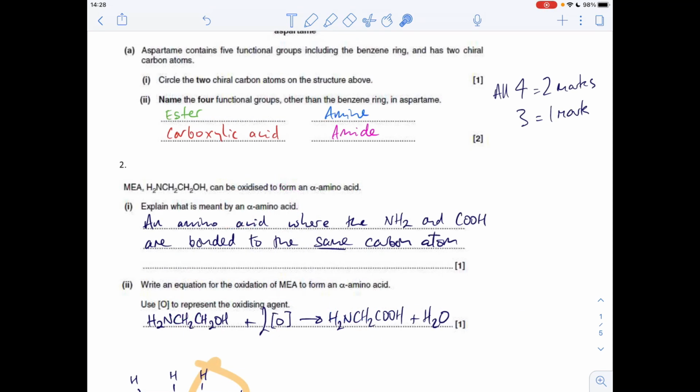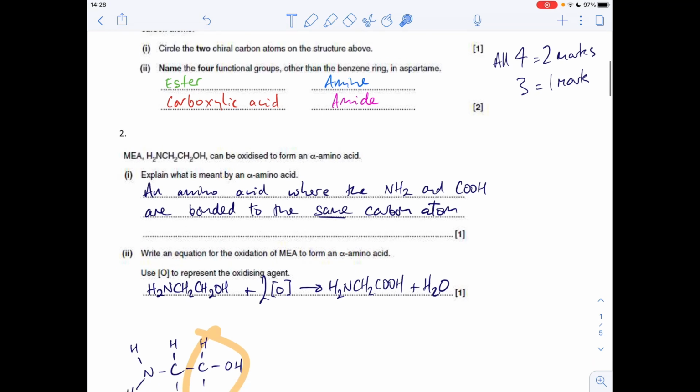Question 2 is about this compound MEA, which can be oxidized to form an alpha amino acid. So the first part of the question, we've just got to define alpha amino acid. So that's an amino acid where the NH2 and the COOH groups are bonded to the same carbon atom.